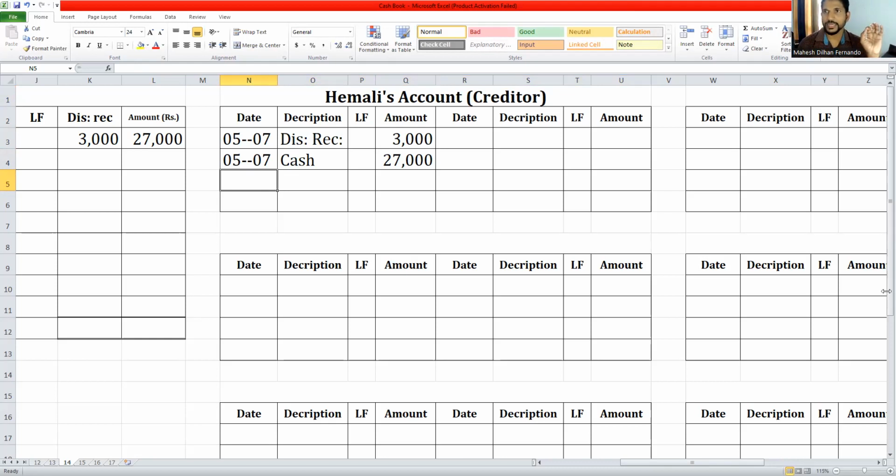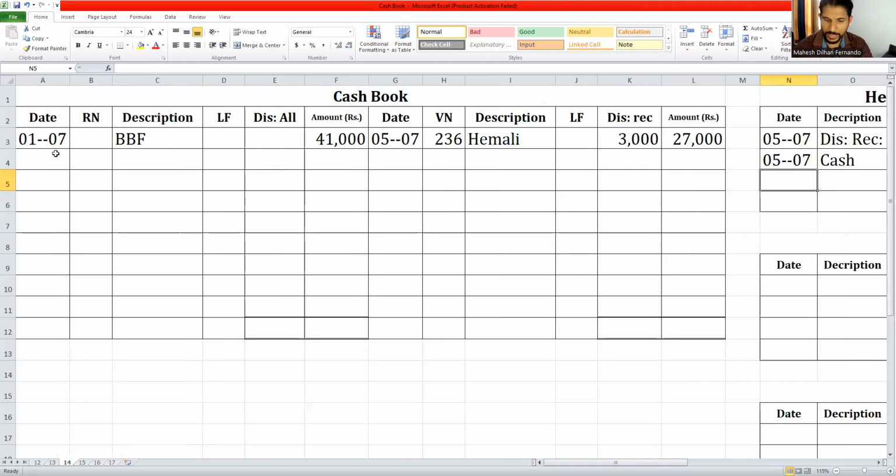Okay, great. Let's move to the next transaction. Transaction number 2. The date is 9th of July. Receipt number 456. It's a receipt of cash. We have received the account of value 40,000 of Jayashanta, subject to a 5% discount. Look at this description.